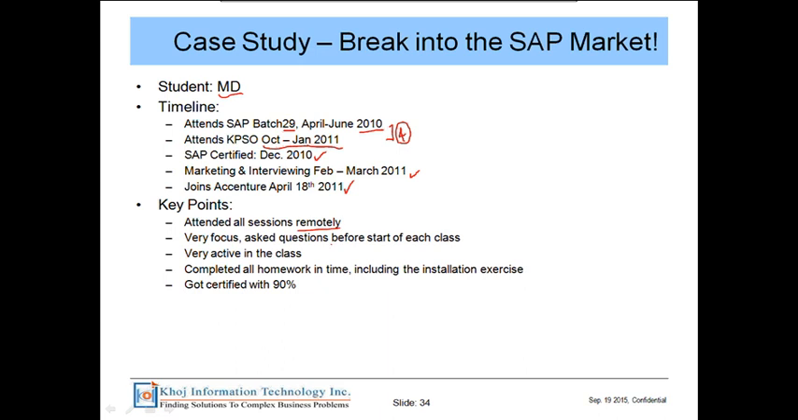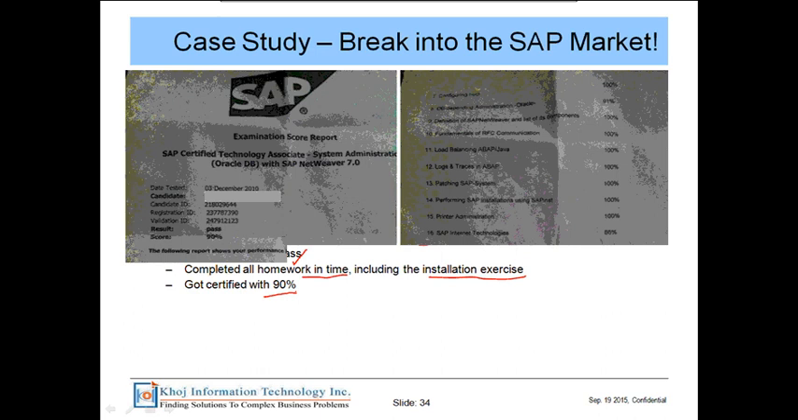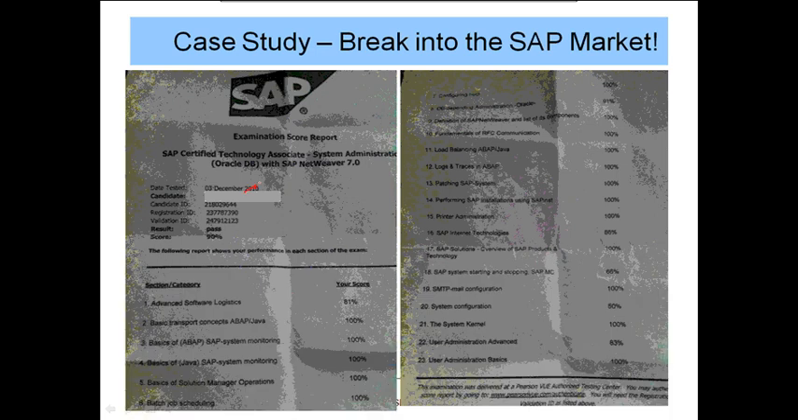Very focused, asked questions in each of the classes before we started the topic of the day. Very active in the class itself, asking the right questions. Completed all the homework on time, including the very difficult exercise on installation. When she did get certified, she got certified with 90%. This is her certification, right? So 2010, you see here, 90%. In most of the areas, she had 100%.